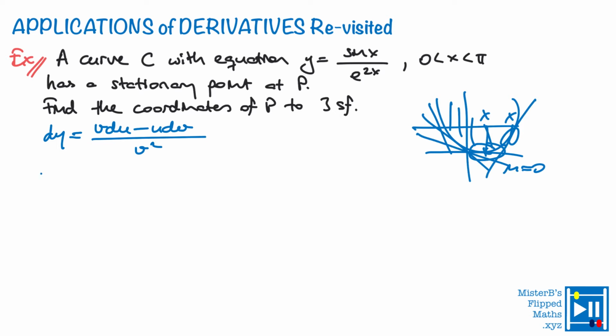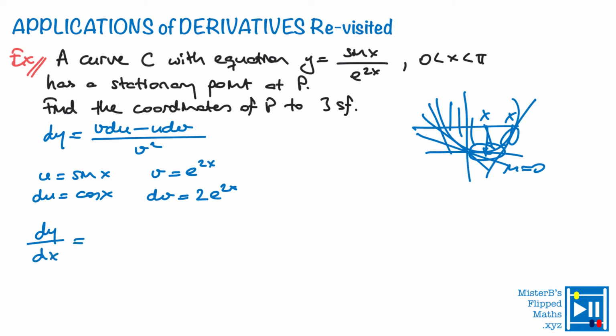And here, u is sine x, so du must be cosine x, and v is e to the 2x, and dv is 2 times e to the 2x. So let's substitute these. dy over dx will be e to the power of 2x times du, which is cosine x, minus sine x times dv, which is 2e to the 2x, over v squared, (e to the 2x) squared.